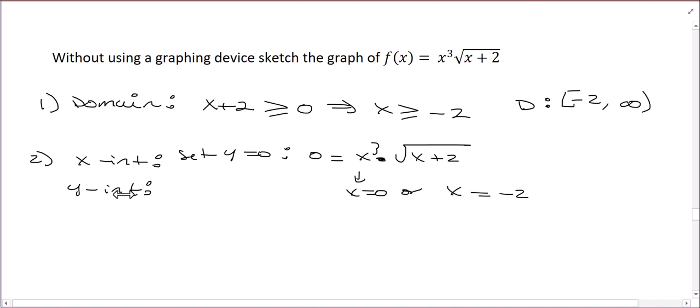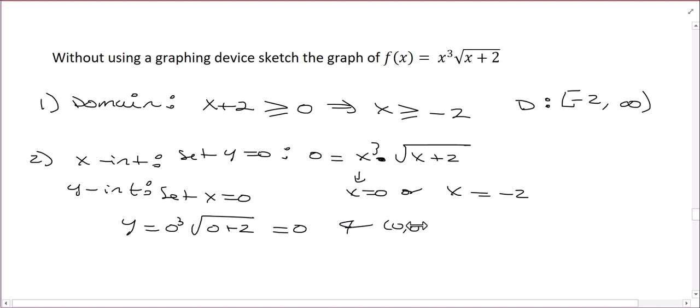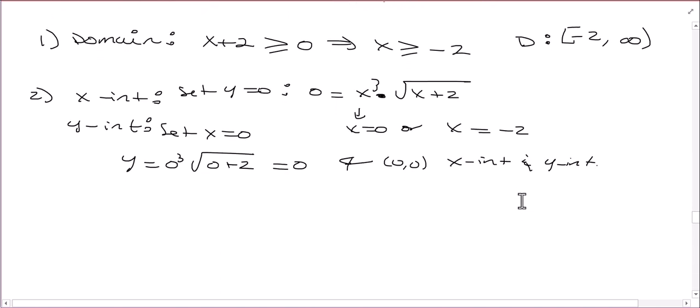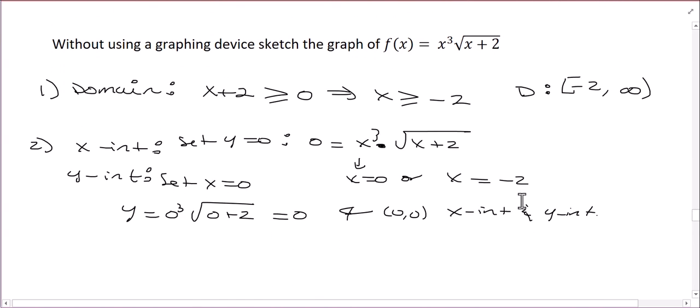What about y-intercepts? For y-intercepts we set x equal to 0. So you'll have y equals 0 cubed times the square root of 0 plus 2. So you just get 0. So 0, 0 seems to be a very common x and y intercept. It's not always the case. Sometimes you have other y-intercepts. I want to encompass different types of problems, and this one just happens to have x and y-intercepts at 0, 0.